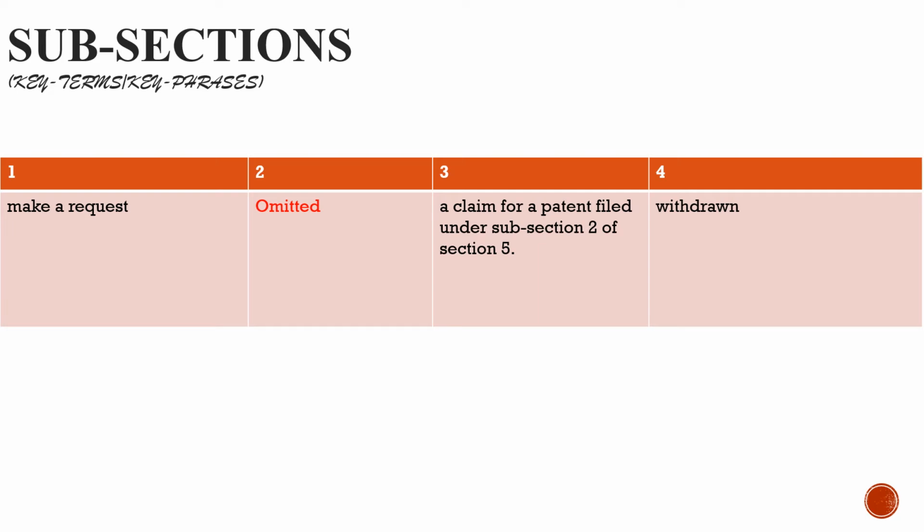The key term for subsection 4 is withdrawn. So when something is withdrawn, we can recall and then go for the whole subsection. This way, friends, try to remember these key terms or keywords and recall the respective subsections and the section as a whole. Fine, let us proceed.